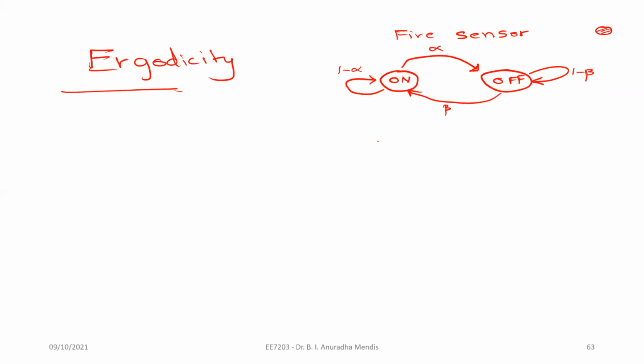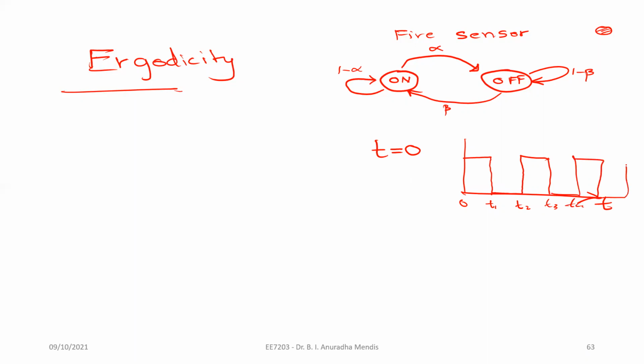Let's say at time t equals 0, you start the system by switching on this sensor. The sensor is switched on at time equal to 0. So it is on. After a few time steps, it is off. After off, it will be on again at this time. At T2 it is on, and at T3 it is off again. At T4 it is on, something like that. So you have this type of on-off pattern.